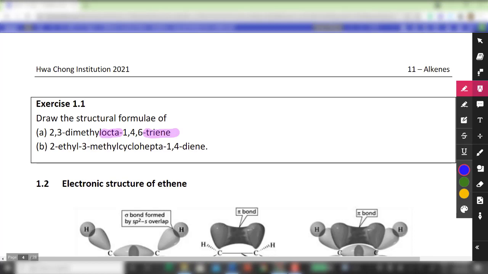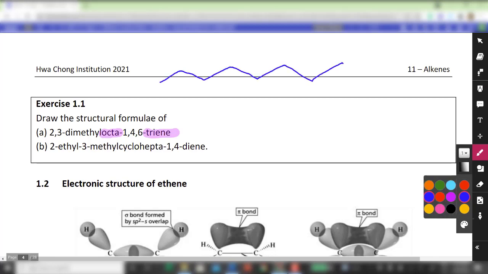So just going to use the pen. To make things easy, I'm going to number it 1, 2, 3, 4, 5, 6, 7, 8. Then at the 1st position, 4th position, and 6th position, there will be a C=C double bond. And then at the 2nd position, there's a methyl group, and at the 3rd position, there's also another methyl group. So this compound will be named 2,3-dimethyl octa-1,4,6-triene.